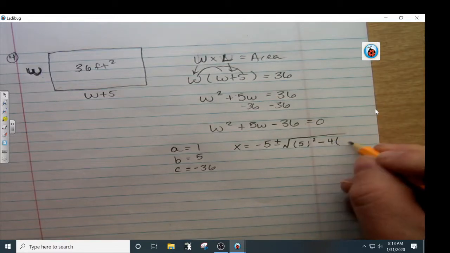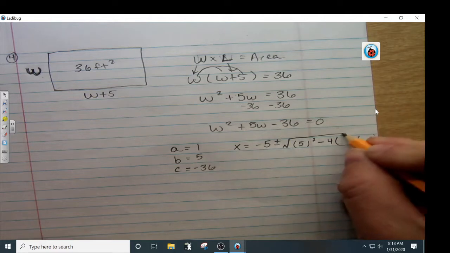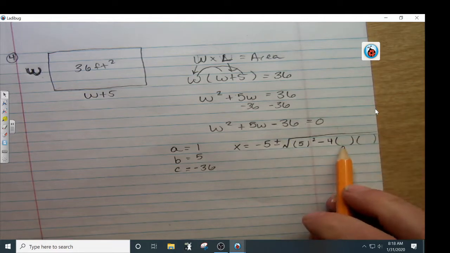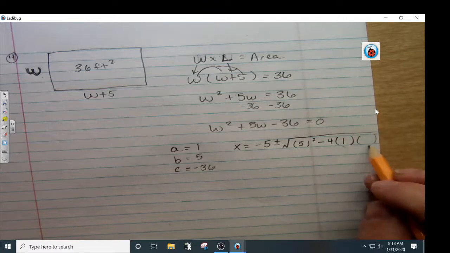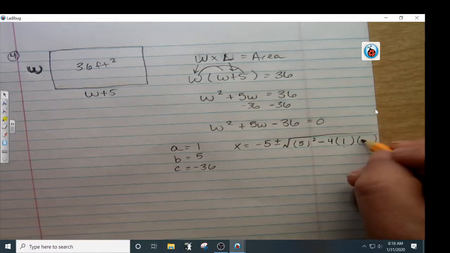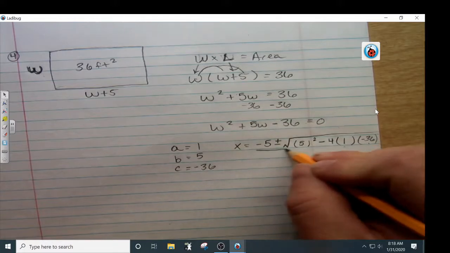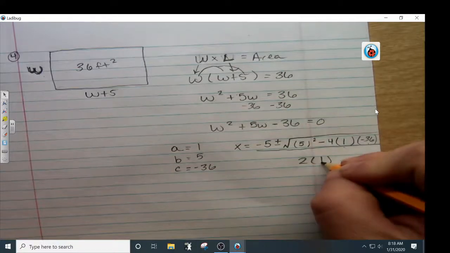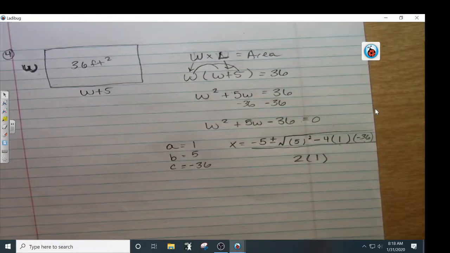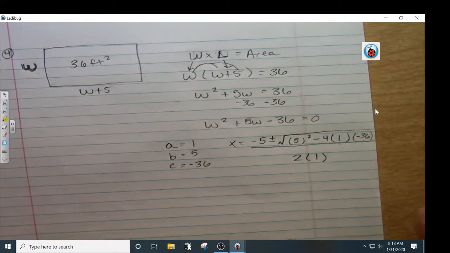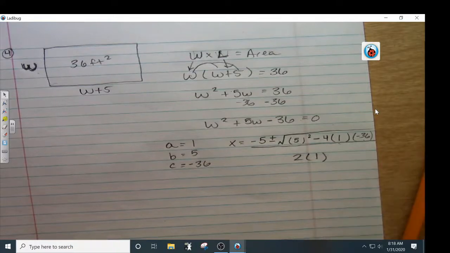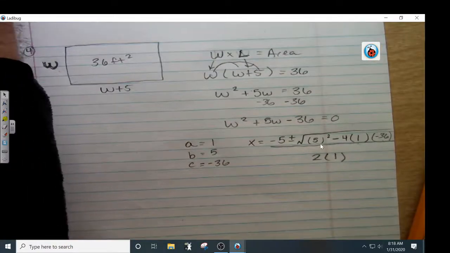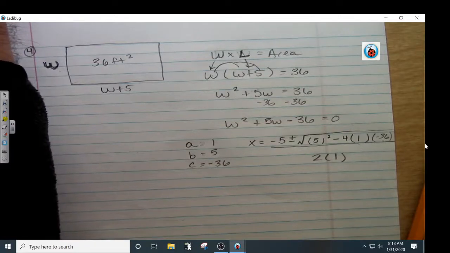All right, now, guys, A goes here. So what is my A value? 1. C goes here. What's my C? Negative 36. All over 2 times what goes here? 1. Good. Now, guys, I've said this until I'm blue in the face. What do I calculate first? The discriminant. Good. Whoever said discriminant, that's awesome. So this is my discriminant. Who said that? Awesome. Yeah, she pulled it out.